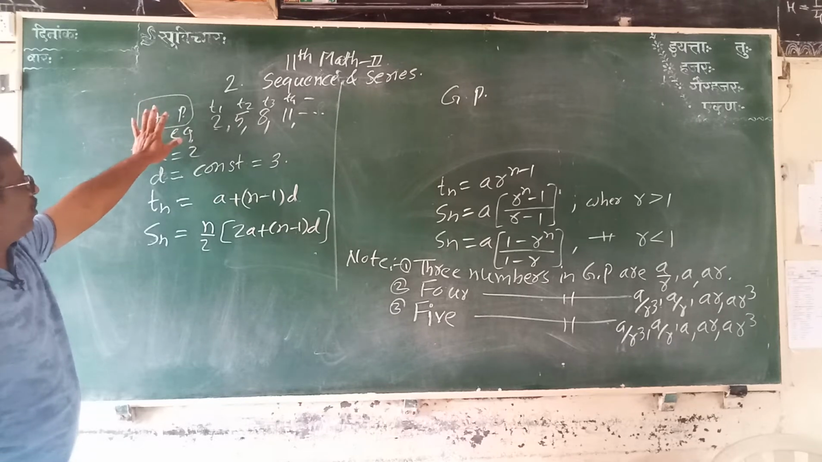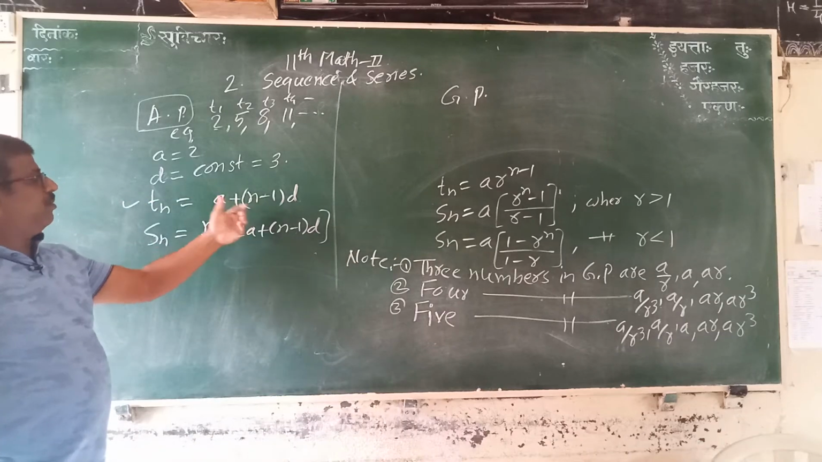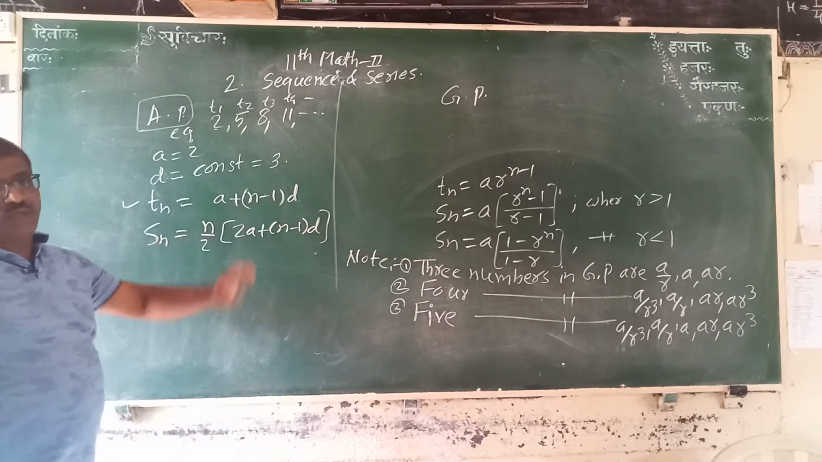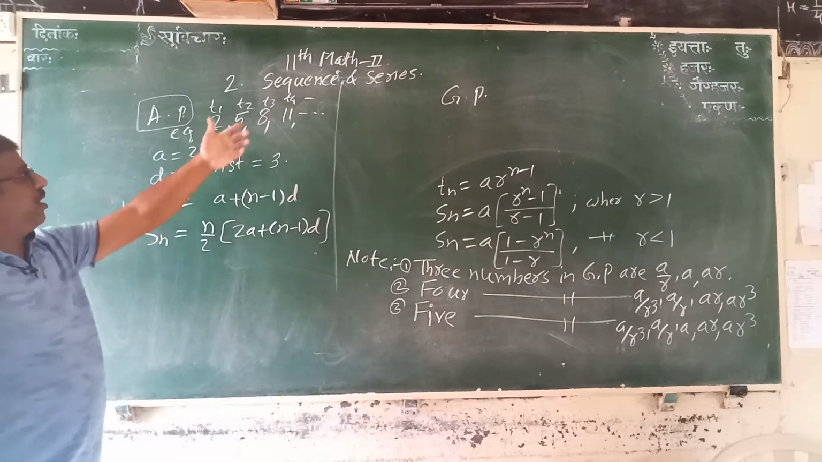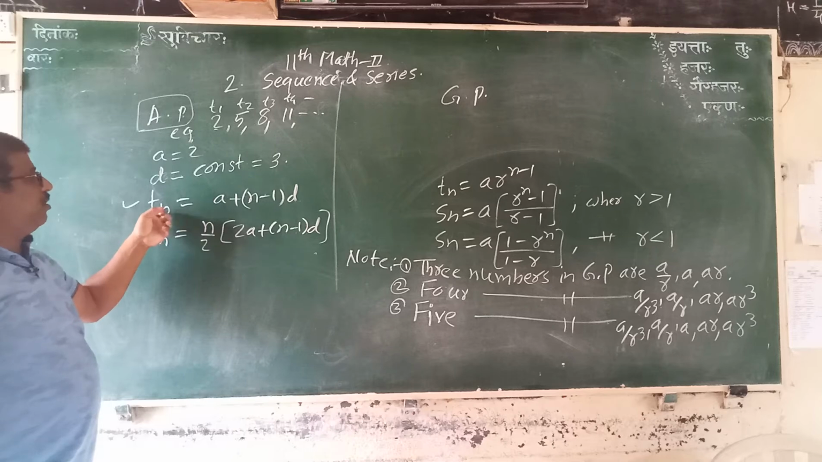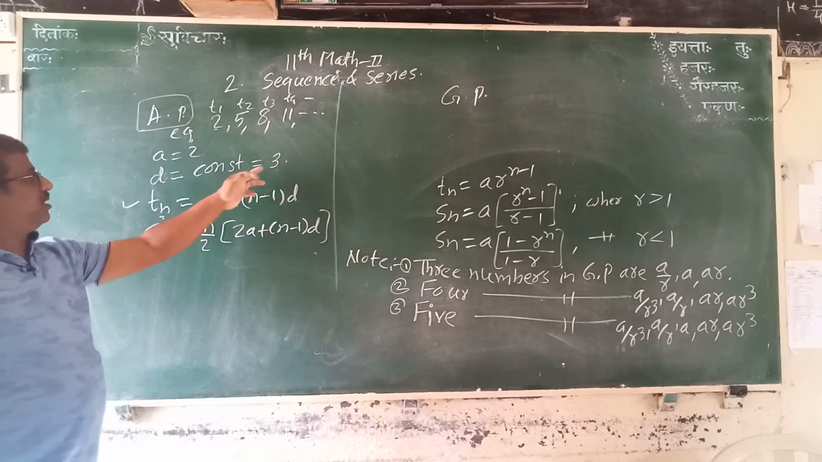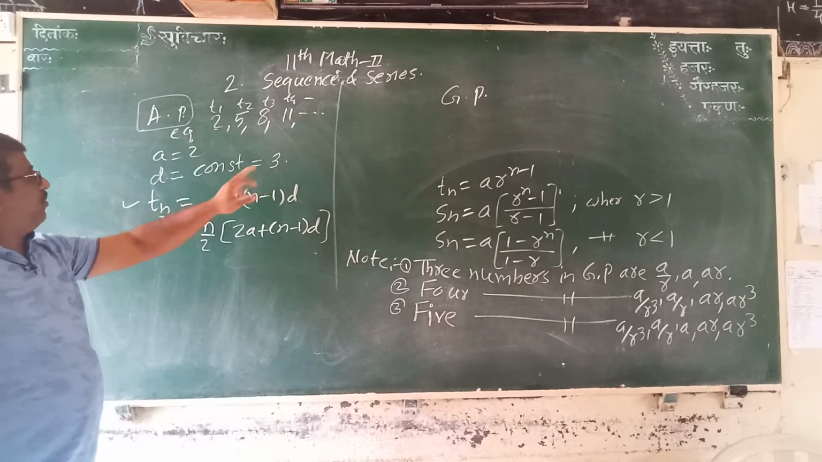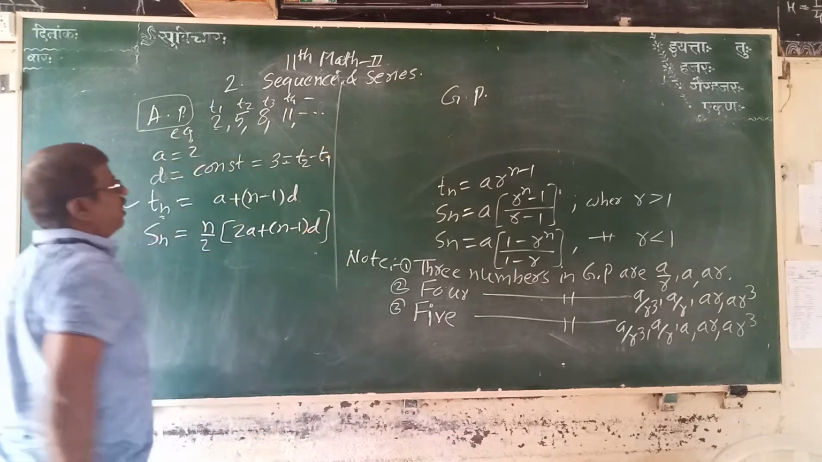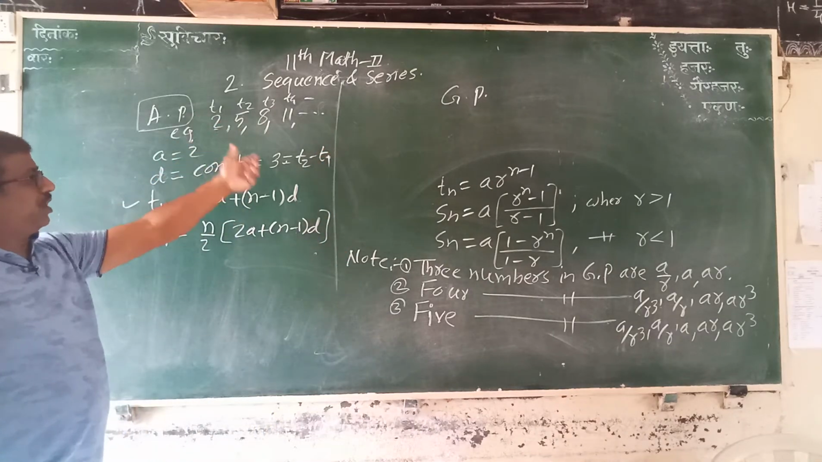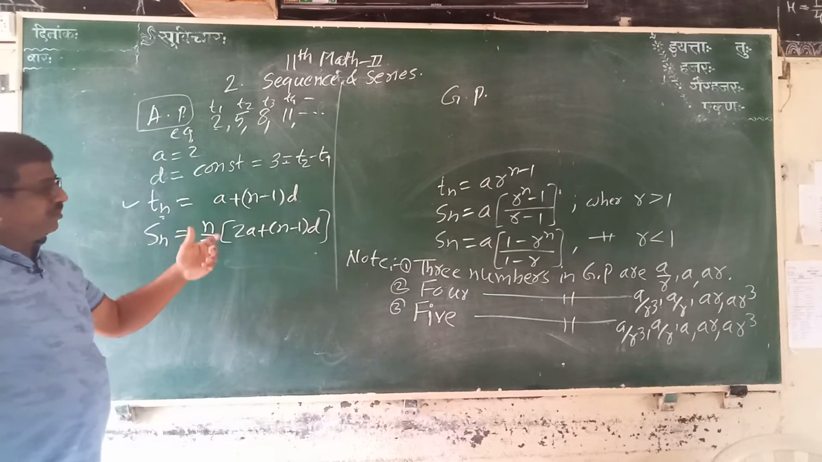And in this progression we take any term that is Tn in the form a plus n minus 1 d. What is the value of n? You want to find out term 10, then we take the value of 10 and we know a, and the difference you get from P2 minus P1. That is the difference between two terms is constant, and then we get any term from this formula.